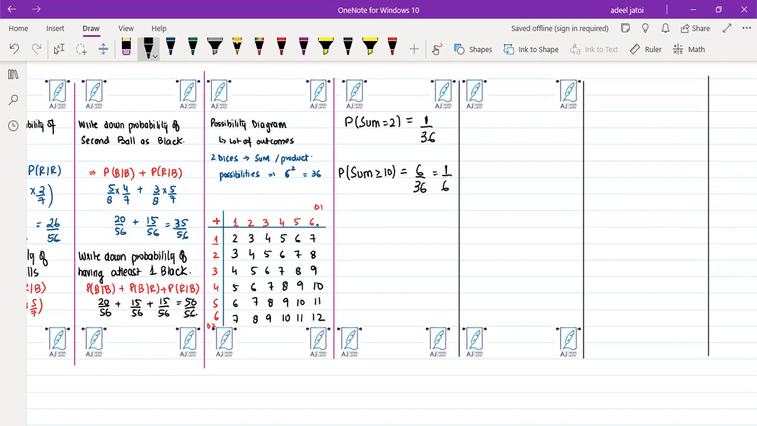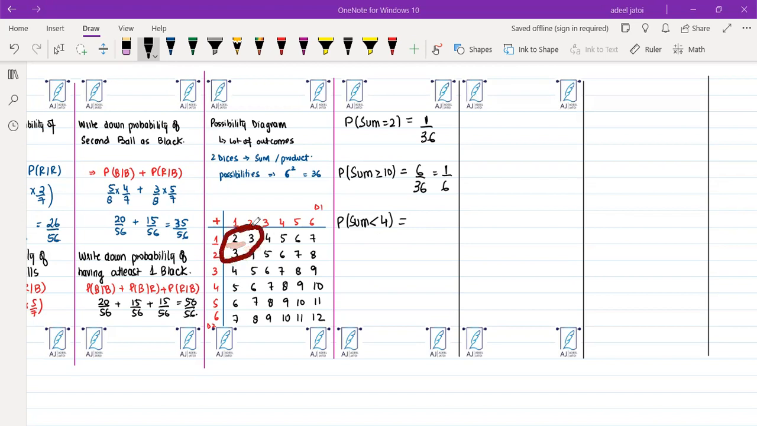Similarly, the question can be based upon the sum being less than 4. Less than 4 means 4 is not included, and all the numbers less than 4 will be included. If it was less than or equal to, then we would have taken 4 as well. But since it is less than 4, we will only do 3, 3 and 2.